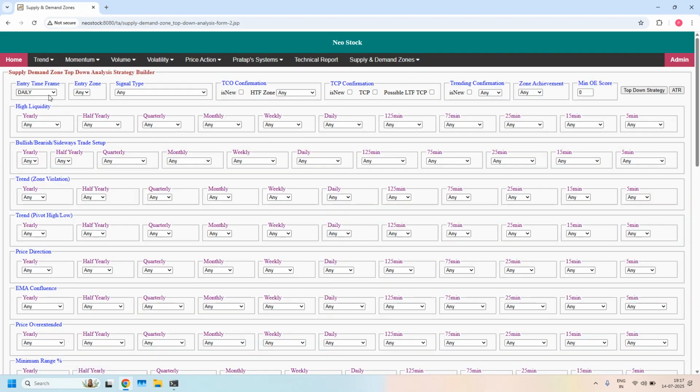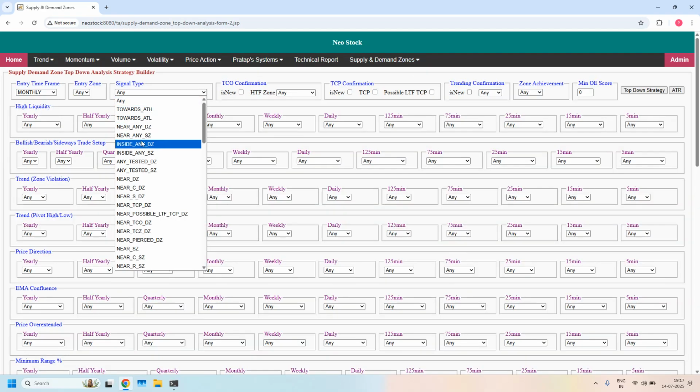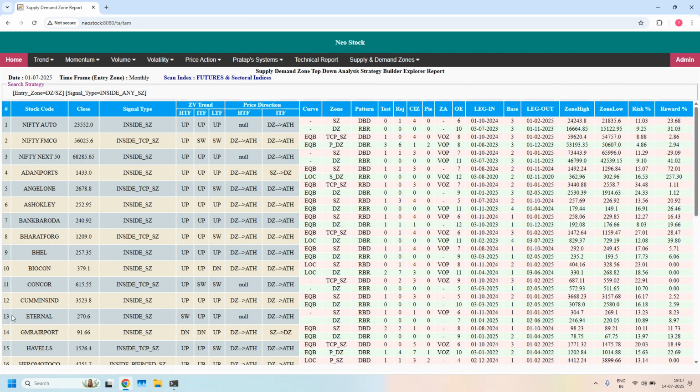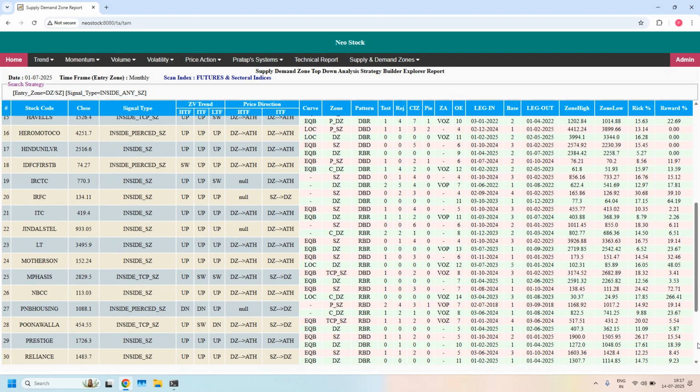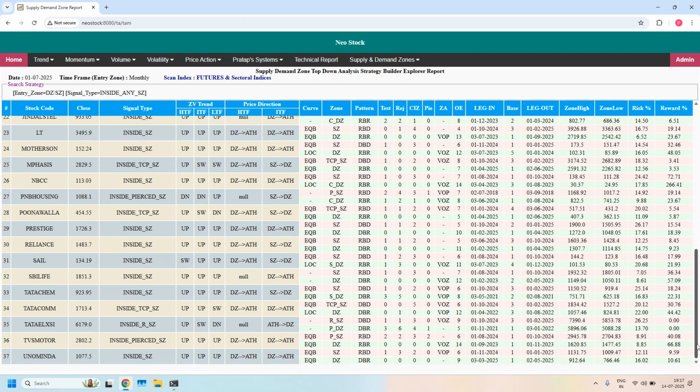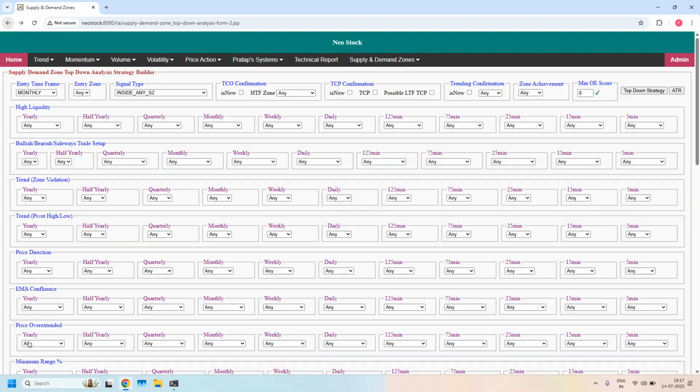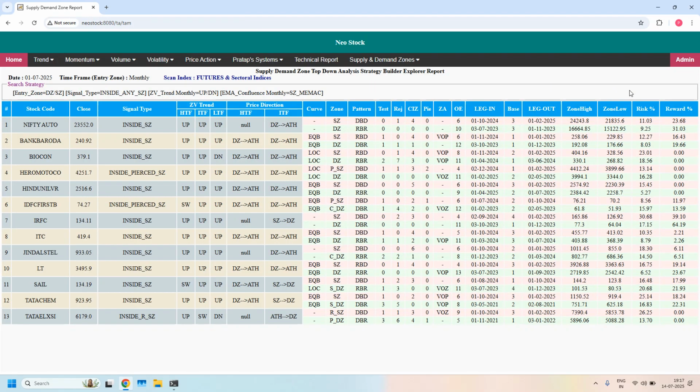Okay, next, price closed inside the monthly supply zone. First 15 stocks in the list. Scrolling the list down. So total 37 stocks are filtered. We can further filter with monthly supply zone having monthly EMA Confluence, and also trend on the monthly should not be sideways. It can be up or down. Now the list is come down to 13 stocks.